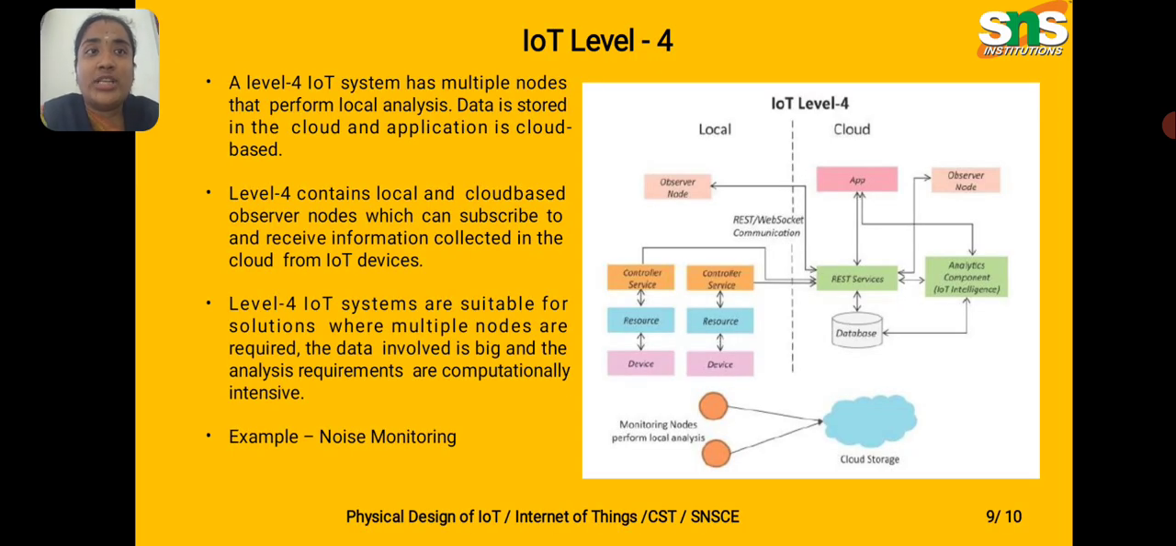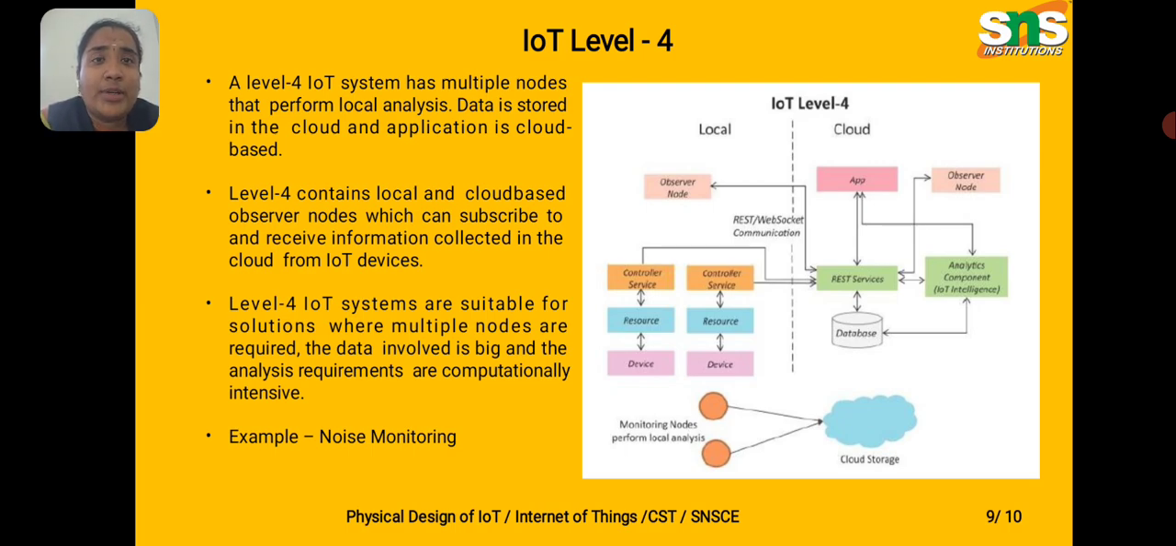In IoT level 4, we are seeing that it consists of local and cloud. In the local side, we are seeing how a node is observed and how it communicates, because we are using two same types of devices, with controller service, resources and devices. Monitoring node performance and local analysis are also done, and the results are stored in the cloud. In the cloud, an app, observer node, analytic components and REST services are used here.